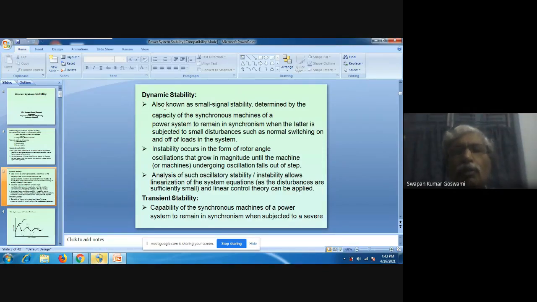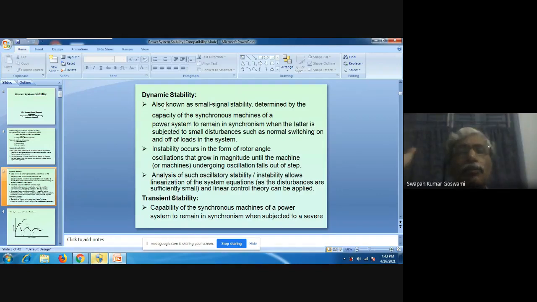Load changes will be small with respect to the capacity of the system. The magnitude of system loads is very small, so small loads will be switched on and switched off. Because of that, only a very small change in active power will be there, and as a result, very small oscillations will be introduced into the power system.